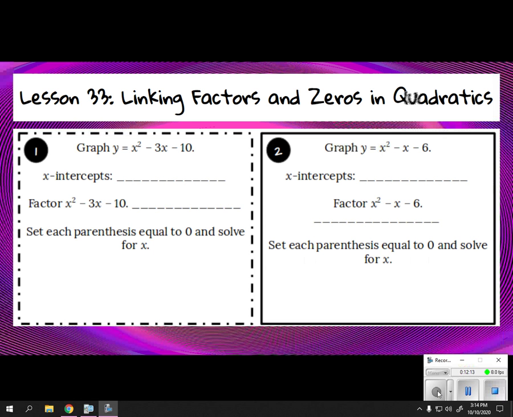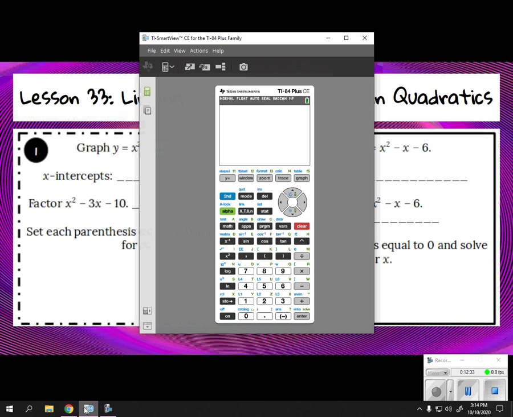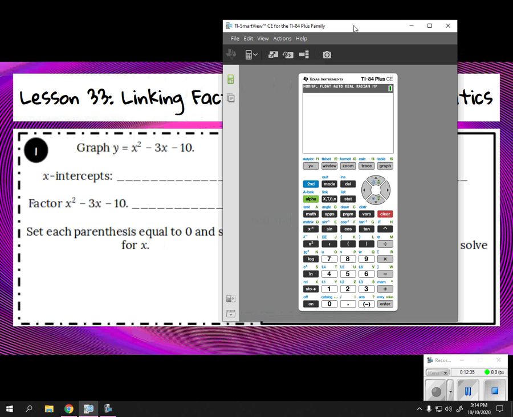All right, so what we're going to do is look at using the calculator to help us out, at least at the beginning. And then this is just something that you can play around with and get used to, and it'll be that tool that you can use when it comes to test time. So we're going to pull up our calculator. We're going to do number 1 and 2 with the calculator, and then I'm going to show you that it's not necessarily necessary. But we're going to go to y equals, and we're going to graph x squared minus 3x minus 10.